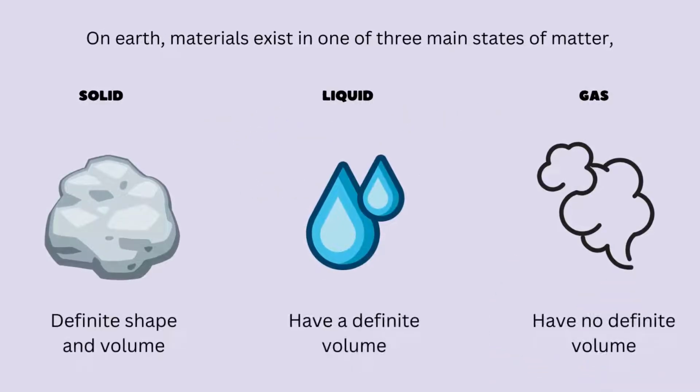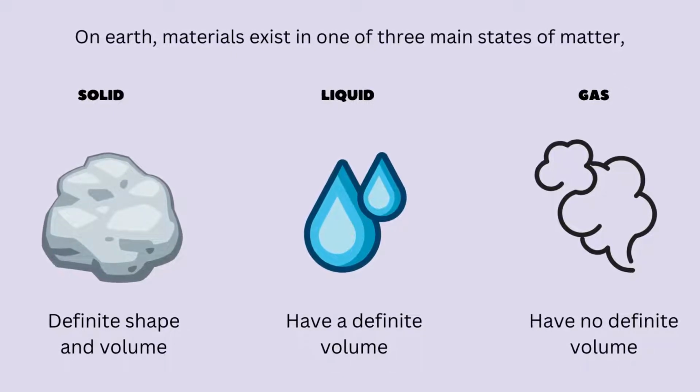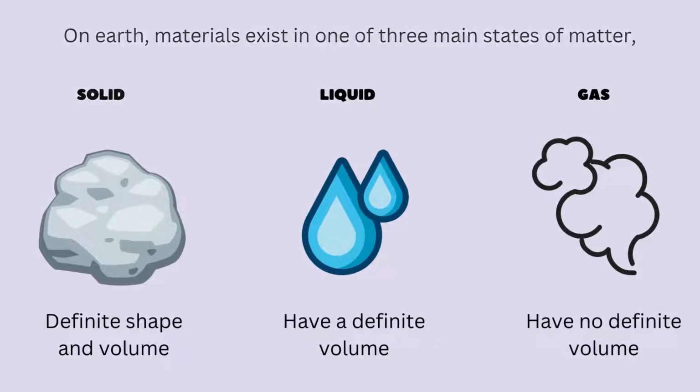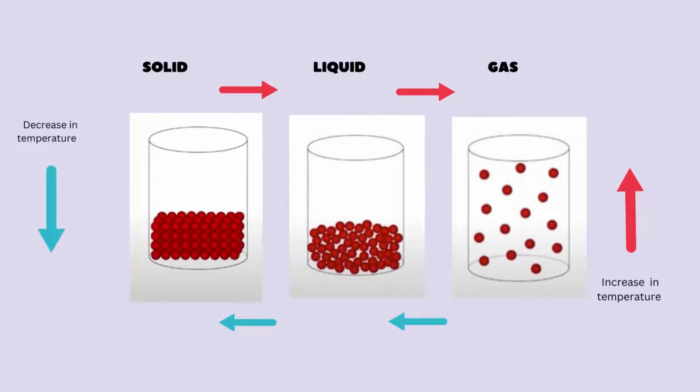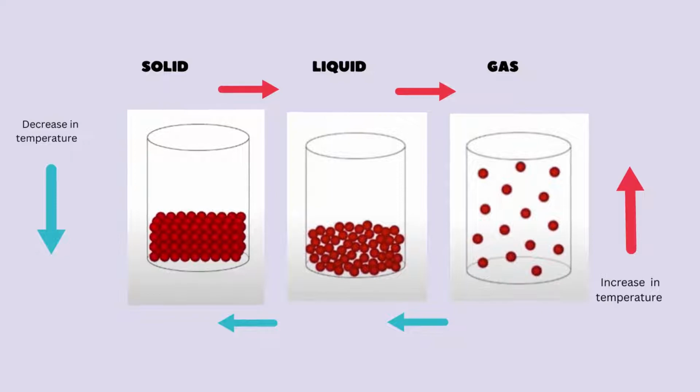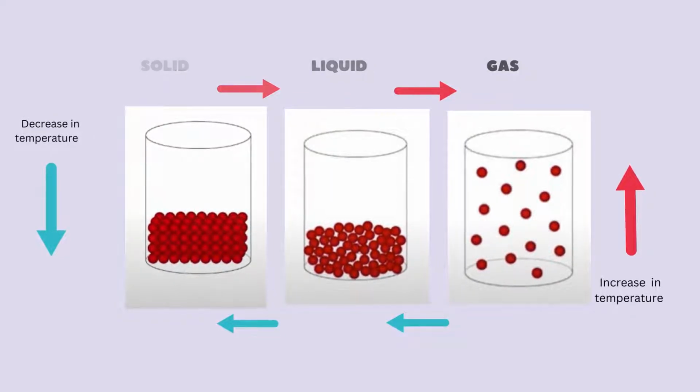On Earth, materials exist in one of three main states of matter, which are solid, liquid, and gas. The materials of all these types can be changed into solids, liquids, and gases by changing the temperature. Let's look at each of these.